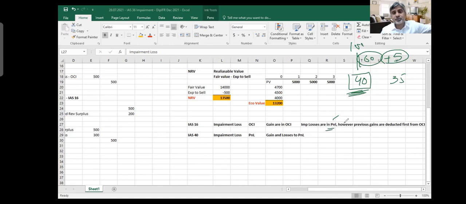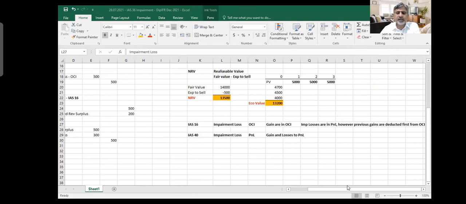But there is an exception that you might have some previous revaluation surplus. If you have a revaluation surplus, then first you remove that revaluation surplus. Let's suppose that your loss is 5 and you have a revaluation surplus of 2. Then only 3 will go to P&L. But if there was no revaluation surplus in the past, then all of the 5 will go to P&L. So imagine the situation: it is the first time we are making the impairment test or a revaluation, and the end result is an impairment loss. In that case, it will be directly charged to P&L.